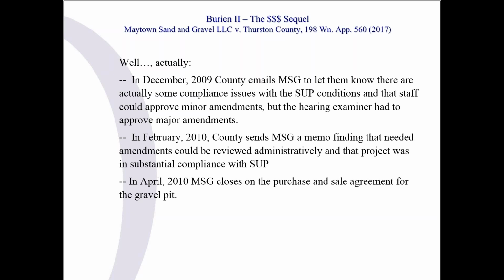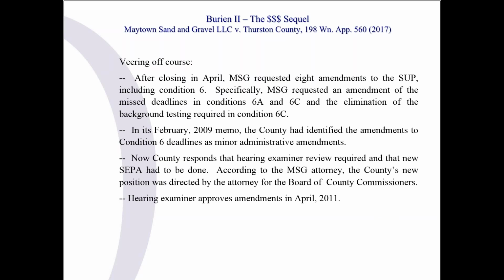Then the court opinion doesn't mention what happened between December 2009 and February 2010, but in February 2010, probably at the prodding of MSG, the county sends MSG a detailed memo, reviewing all the conditions of the SUP and finding that all the needed amendments could in fact be reviewed administratively. You won't have to go through that hearing examiner process to deal with the deadlines that weren't met. We can put in new deadlines. It should be easy to move forward, no problem. So based on that memo, in April 2010, MSG goes ahead and closes on the purchase and sale agreement. They put down a $1 million deposit, and off they go.